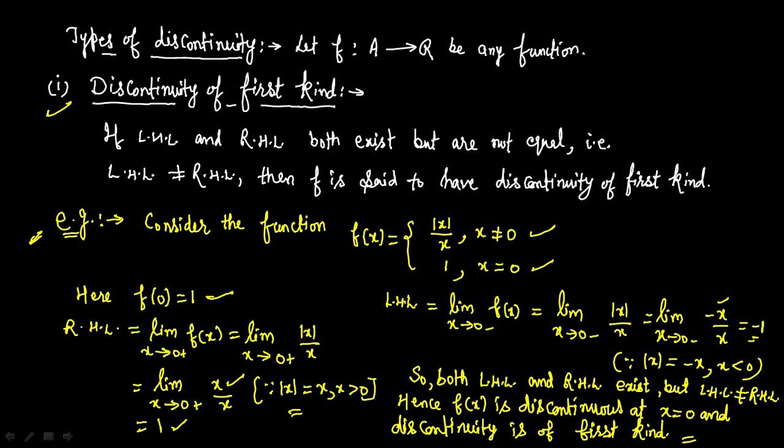That's why we say that it is the discontinuity of first kind. So dear students, in discontinuity of first kind, you have to remember the result that LHL, RHL both exist, but both are not equal. So it is the discontinuity of first kind.